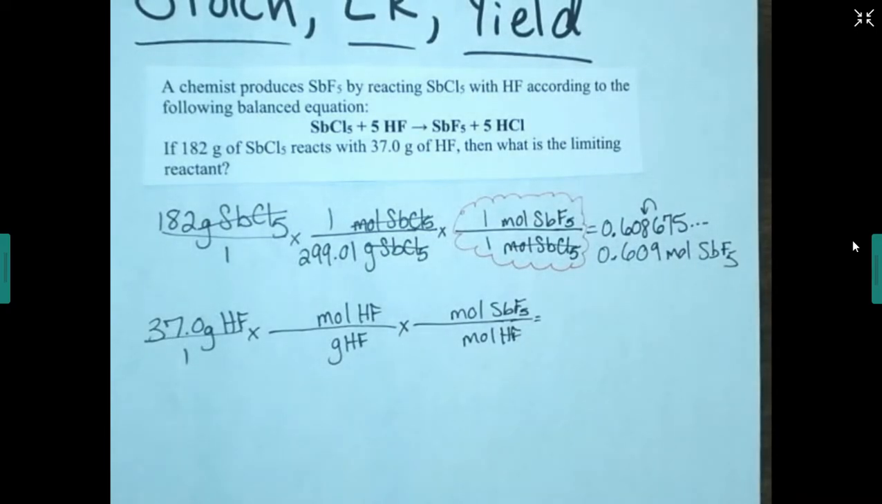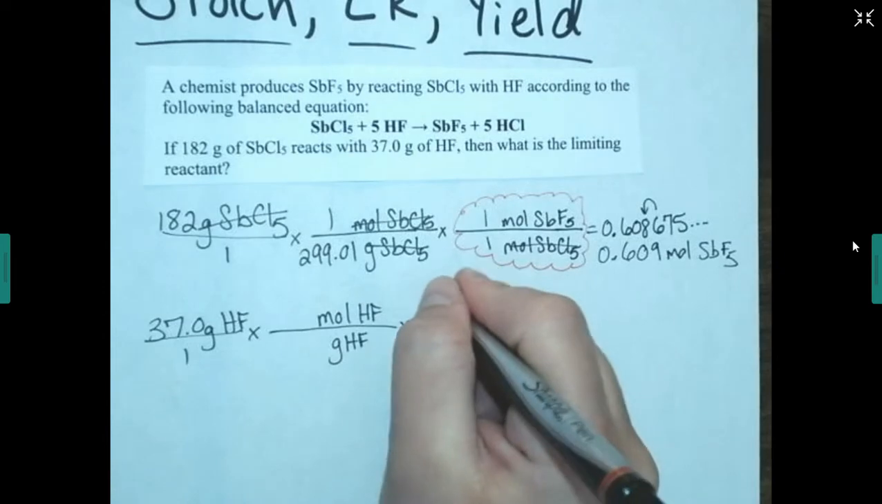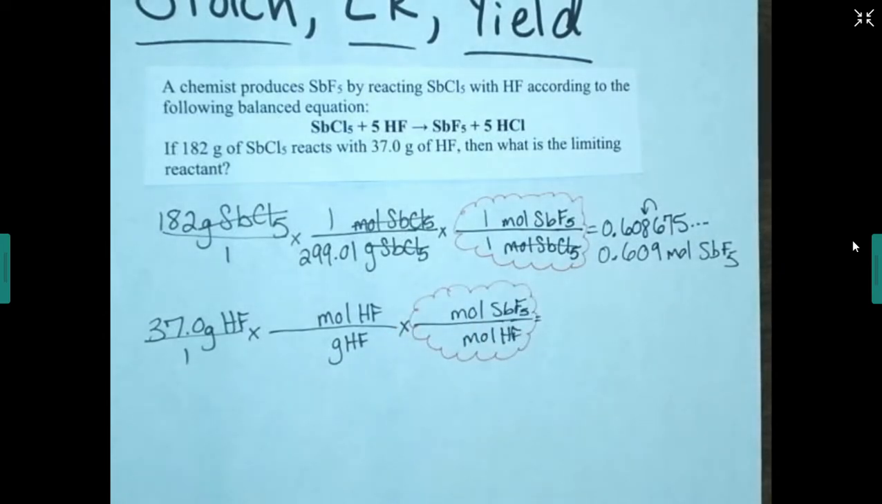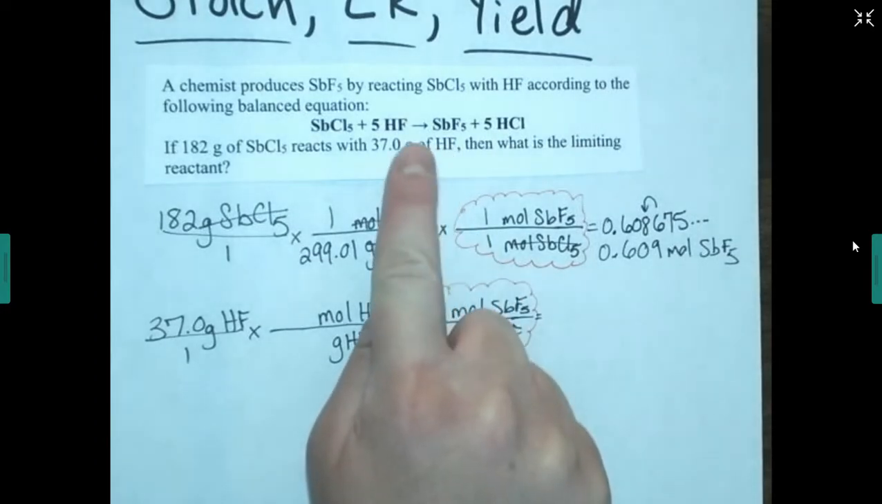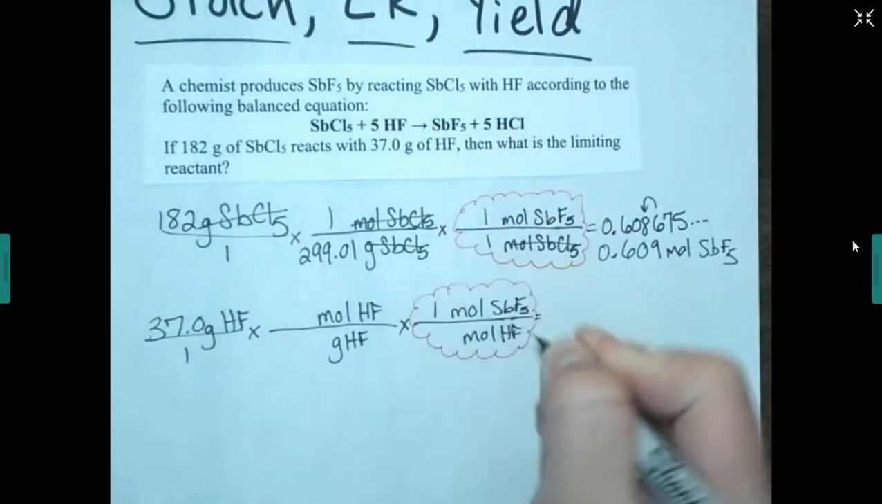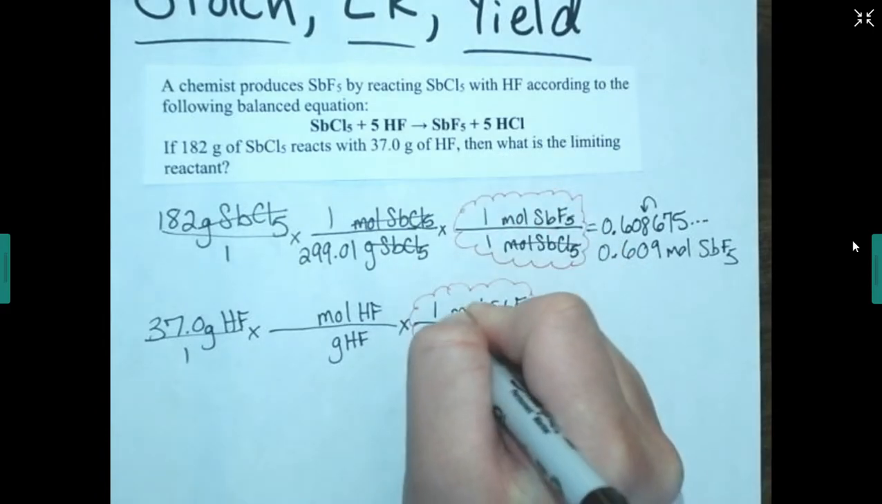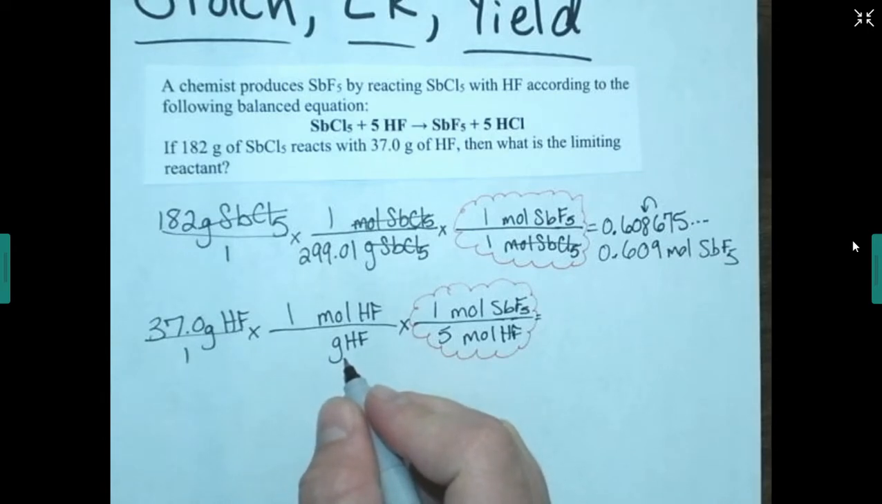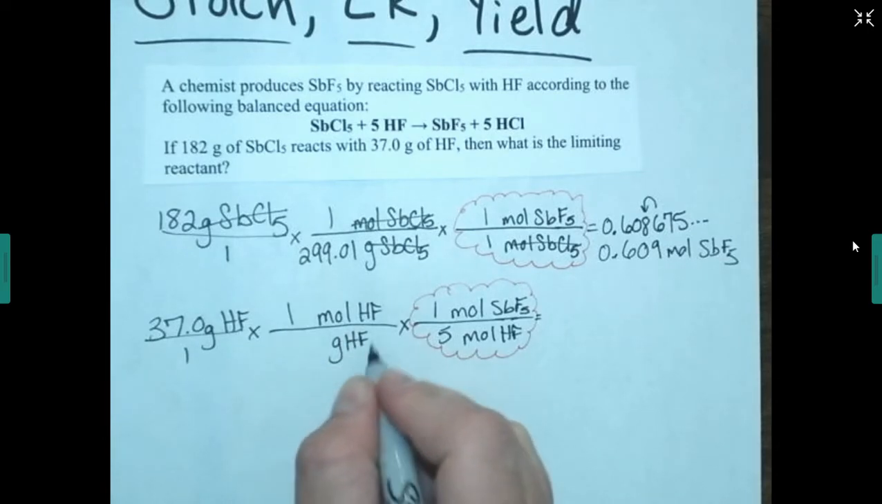So this is my mole ratio, where I have moles over moles. That's where I look at my balanced chemical equation to find the coefficients. So SbF5 has nothing in front of it, so that's a 1. HF has a 5 in front of it. Everywhere else I see the word mole, I'm going to put a 1. And G for grams tells me to go to the periodic table. So I'm going to go to the periodic table and find the molar mass of HF.